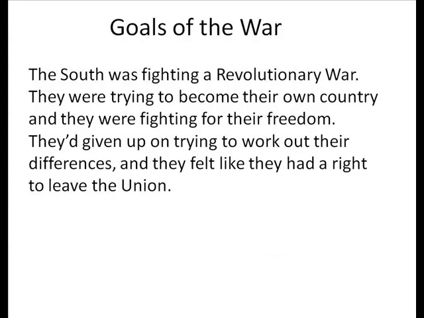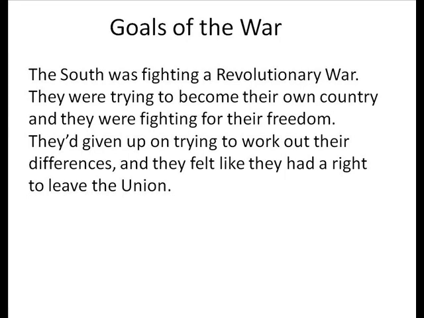Now, as far as the Southern goals for the war, remember the Confederacy was fighting a revolutionary war. They were fighting this war in an attempt to become their own country. They're fighting it for their freedom. At this point, they're furious with Lincoln. They're furious with the North. They feel like their voices aren't being heard, that the North just put an abolitionist in the White House.